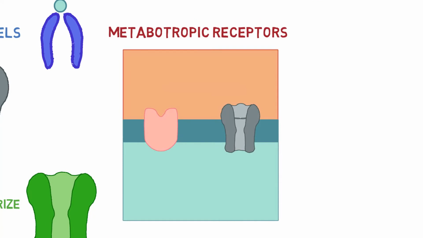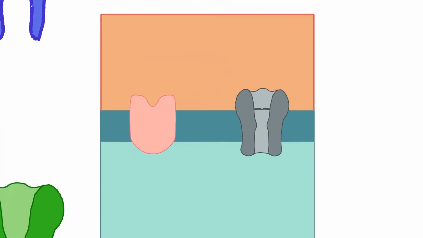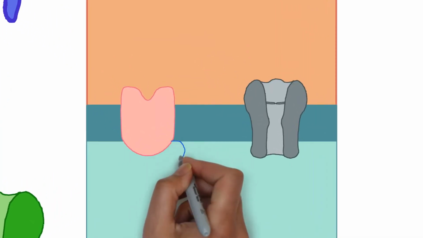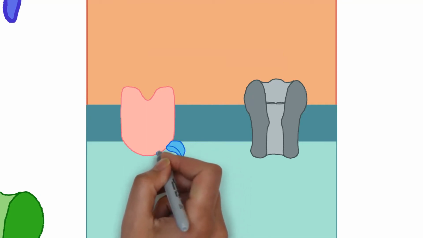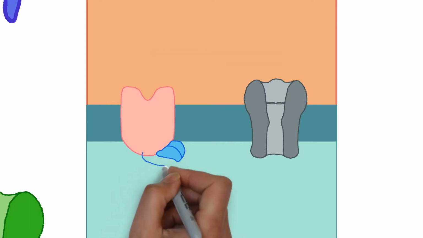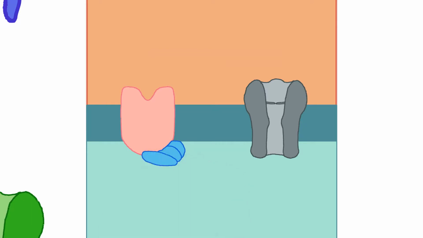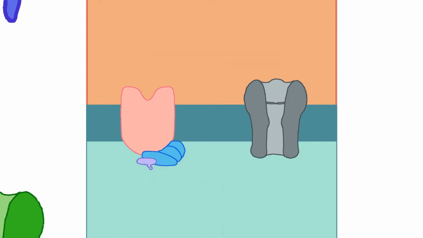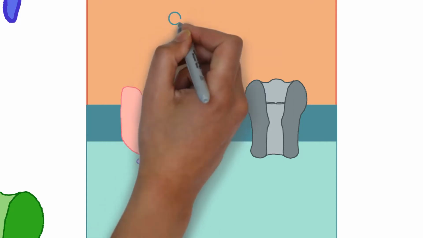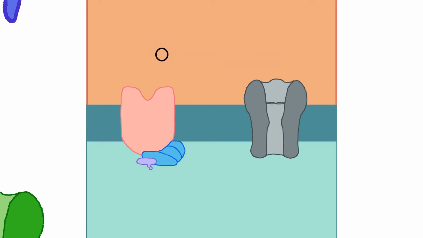The second type of receptor is the metabotropic receptor. This uses a G protein and secondary messengers to change the cell membrane potential. This takes longer than the ion channel. The metabotropic receptor has a G protein attached to it, and it is sometimes called a G protein coupled receptor, GPCR. When a neurotransmitter attaches to the GPCR, the G protein is activated.